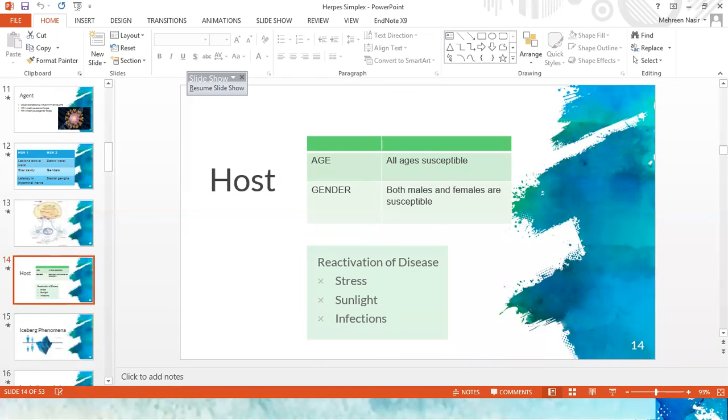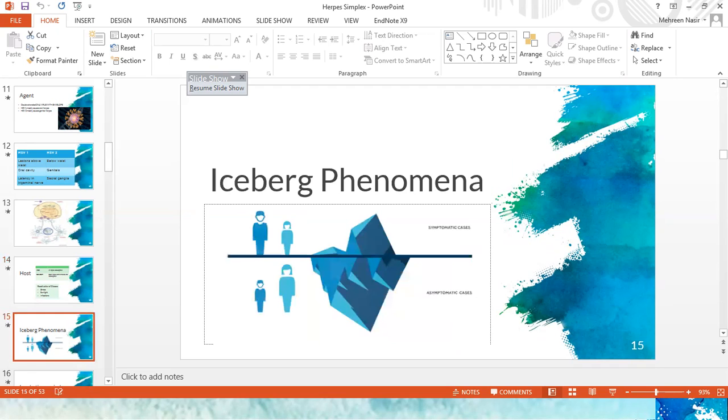Coming to the host factors, ages. All ages are susceptible, and both males and females are susceptible. The factors which cause reactivation of disease are stress, sunlight, and infections. Iceberg phenomena is seen with this disease as symptomatic cases are very few and there is a large number of asymptomatic infections, and these asymptomatic cases also cause spread of this virus.